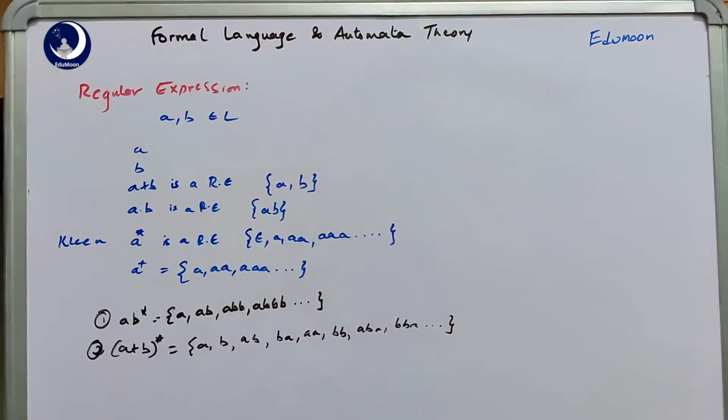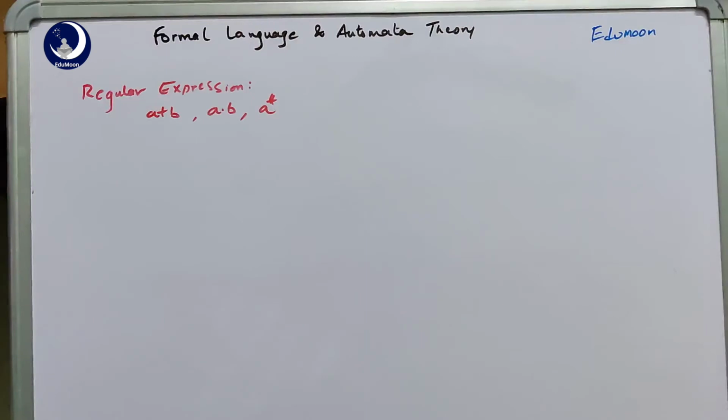Now we see how we generate a regular expression for a given language. We write the basic three regular expression types: a plus b, a dot b and a star. Now we take a language. The first example is the language for which we designed finite automata in the earlier videos, a language that generates strings starting with something like a, b, a.